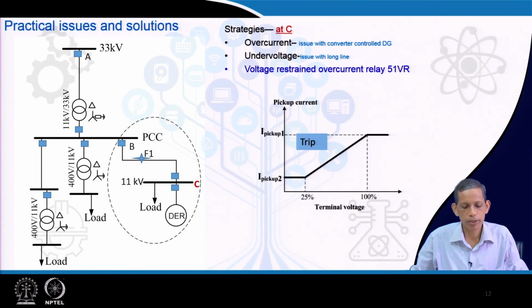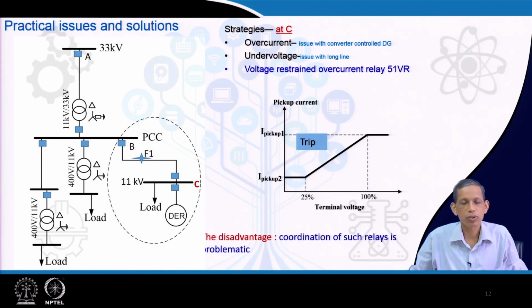Whenever a fault happens and the load is being fed by the DER, the fault current flowing through this path may be substantially low. With the lower voltage, the corresponding pickup current setting is lowered. This is the trip region, and this is the block region, and the voltage restraint overcurrent relay principle can be applied in such an environment. But such an approach has coordination issues, and applying it at multiple places becomes challenging.